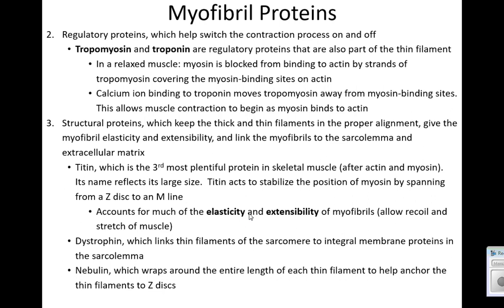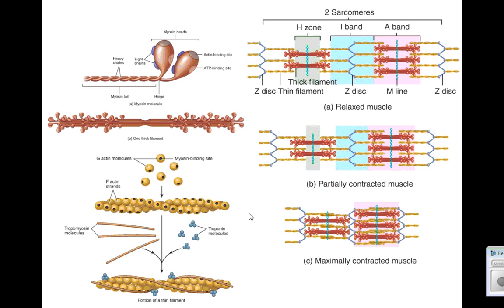And then finally, nebulin is the last type of structural protein, wrapping around the entire length of each thin filament, helping anchor them to the Z discs. On the right here is an illustration showing you, and I kind of already did it with my model, but demonstrating what happens when you go from a relaxed muscle to a partially and then maximally contracted state.